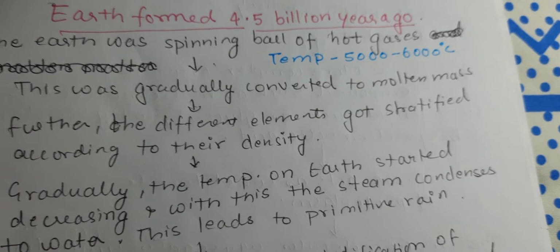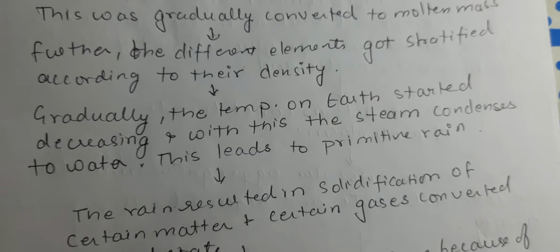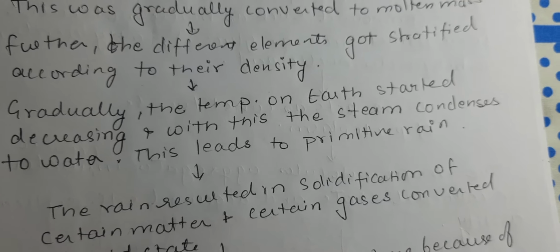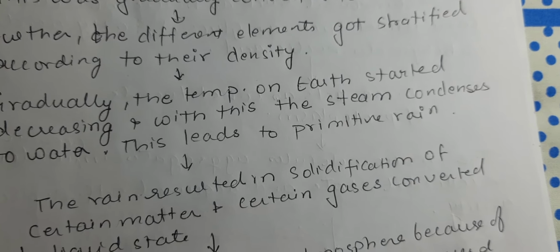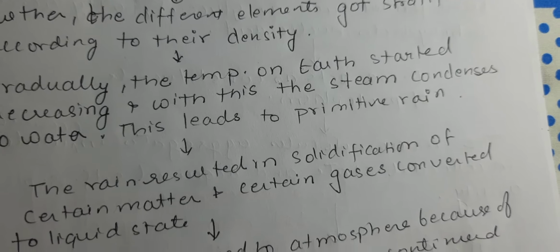Further, the different elements got stratified according to their density. Gradually, the temperature on the earth started decreasing, and with this, the steam condenses to water, and this leads to the formation of primitive rain.